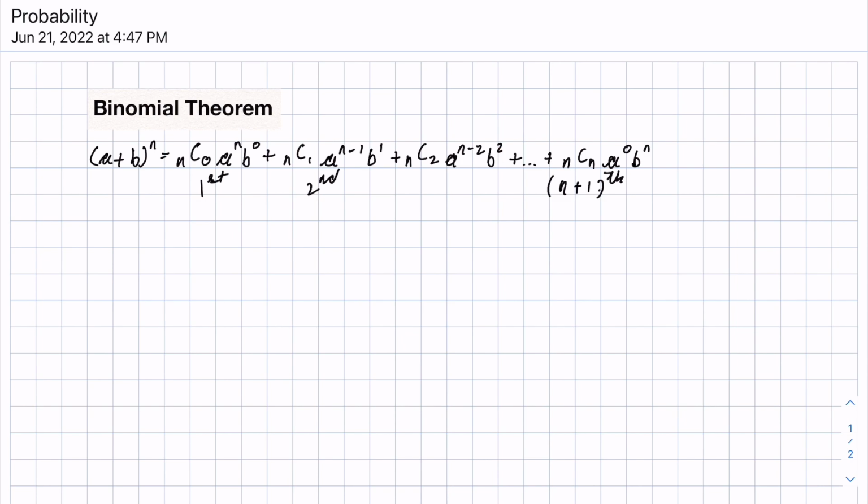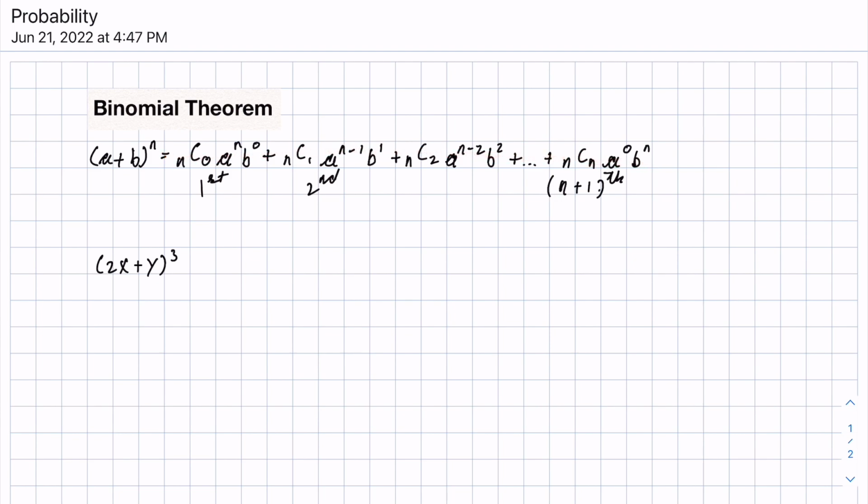Now let's try an example. So I have the expression (2x plus y) taken to the power of 3. And now we have to expand this. How do we expand it? We will use the binomial theorem for this example.